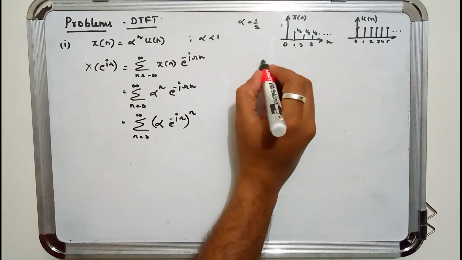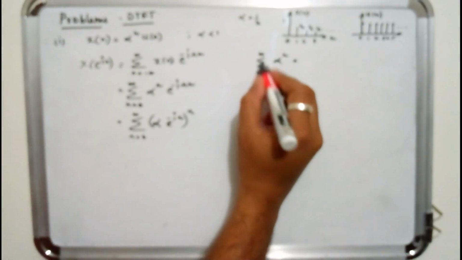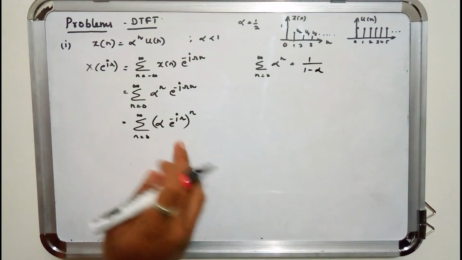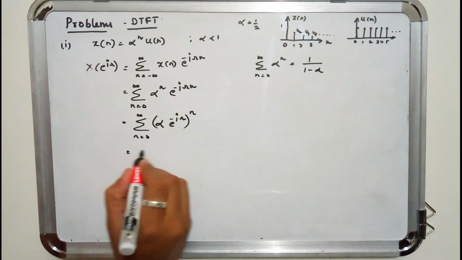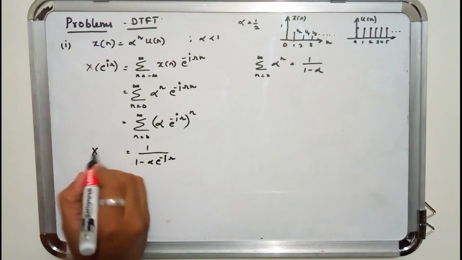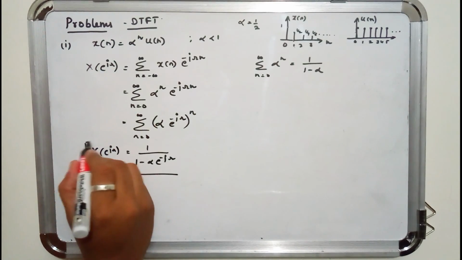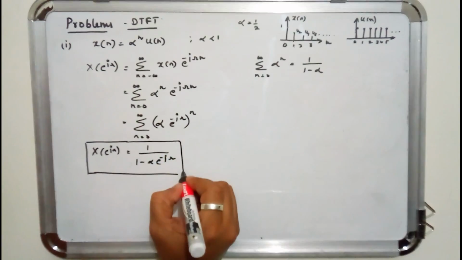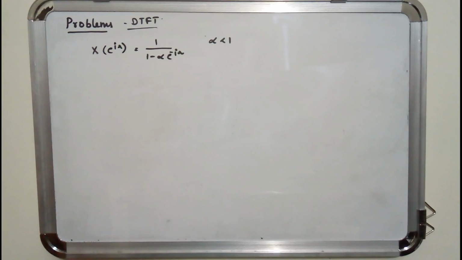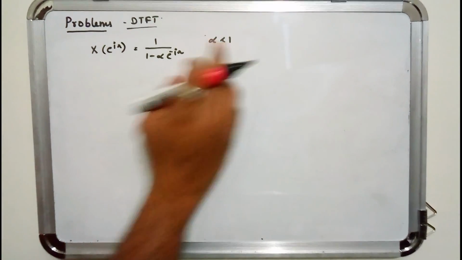Now what is this summation equal to? Summation n is equal to 0 to infinity alpha power n is the sum till infinity of a GP. It is 1 by 1 minus alpha, where alpha in this case is alpha into e power minus j omega. So I will be getting 1 by 1 minus alpha e power minus j omega. So this is the DTFT of x of n is equal to alpha power n u of n when alpha is less than 1. So the DTFT is 1 by 1 minus alpha e power minus j omega where alpha is less than 1.